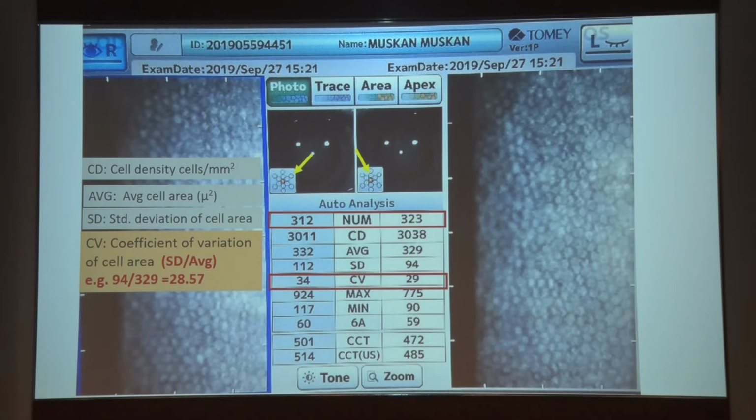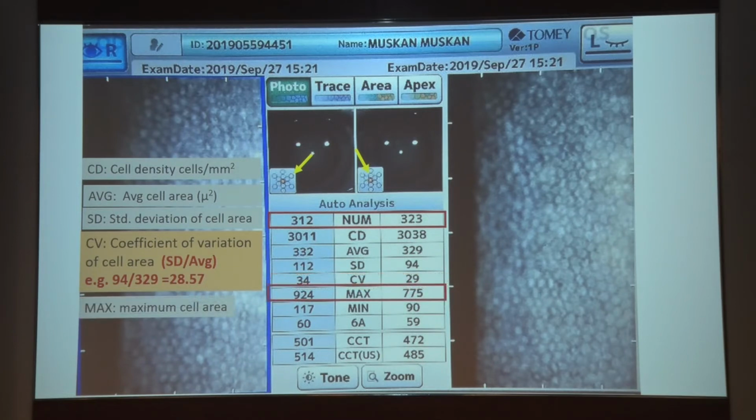For example, in this, the coefficient of variation is calculated by the standard deviation divided by the average size multiplied by 100. So that's 94 divided by 329, that will be 28.57, right? Then you have the maximum cell area. This is the minimum cell area.